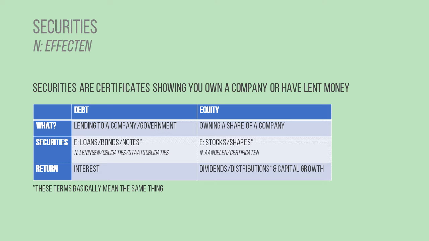Then you have on the equity side, where you're owning a share of the company, you have stocks and shares, and they're usually the best known types of investments. And from a stock or a share, which again mean the exact same thing, you are entitled to a dividend and or distribution, again mean the same thing, and you're also entitled to capital growth, and we've been through those in previous videos.